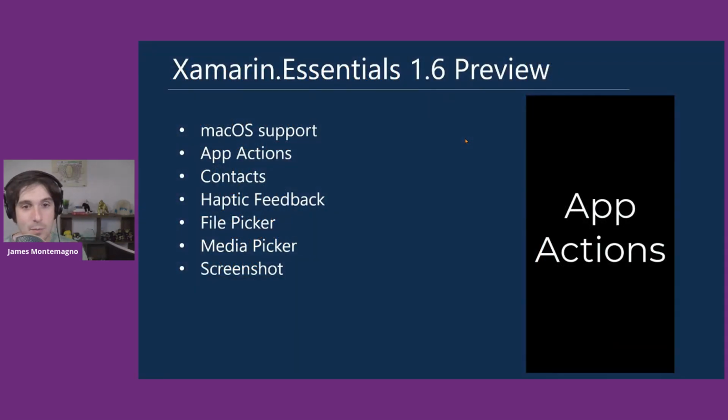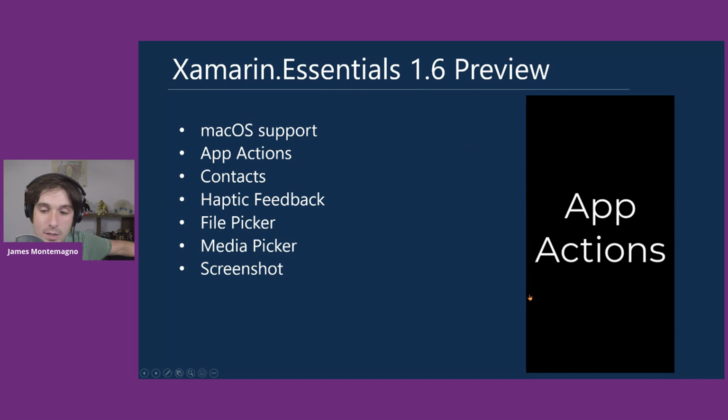Finally, I wanted to talk about Xamarin Essentials. There's kind of a month of releases, if you will. So Xamarin Essentials 1.6 is in preview today, just like Xamarin Forms 5.0 is in preview. And it has a bunch of amazing community contributions and team contributions. So this added macOS support, which is fantastic, in addition to iOS, Android, UWP, Tizen, watchOS, tvOS, all the things. But it added app actions, contacts, haptic feedback, file picker, a media picker, and screenshots as well.